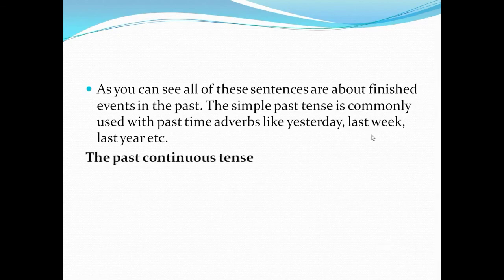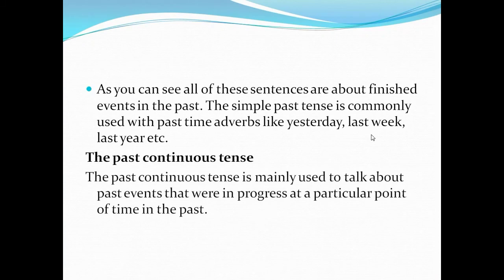We move now to the past continuous tense. The past continuous tense is mainly used to talk about past events that were in progress at a particular point of time in the past. يعني فاش كان past continuous يعني tense كيكون واحد event اللي هو in progress اللي هو في تطور ولكن في past.